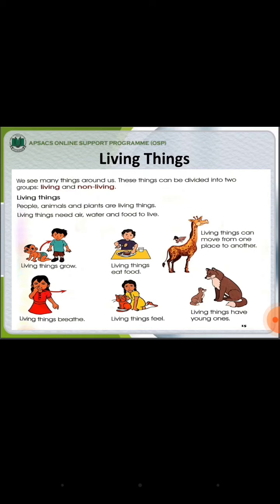Next we have living things. People, animals and plants are living things. Living things need air, water and food to stay alive. Now these are some factors about living things. Living things grow, living things breathe, living things eat food, living things feel, living things can move from one place to another, and living things have young ones.